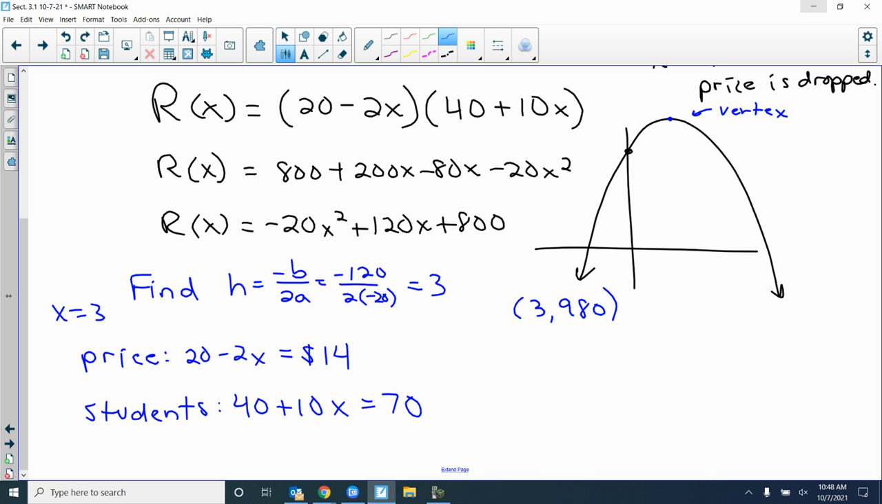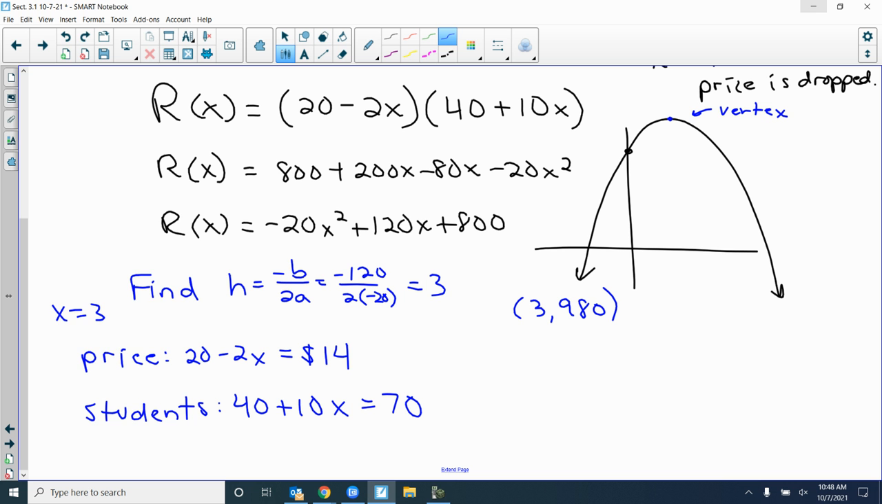Is that the amount of revenue? It's the amount of revenue. That's the maximum revenue she's going to get. If she kept everything the same, she would get $800. For each price drop, she's going to get a little bit more. Once she goes past 3 price drops, her revenue will decrease. It will not be the same.